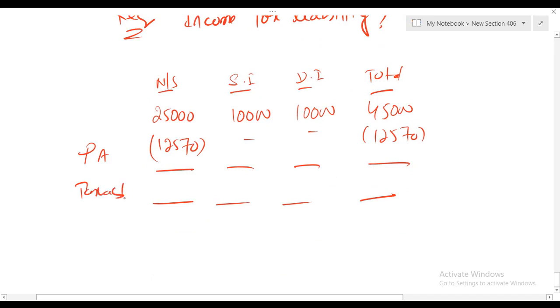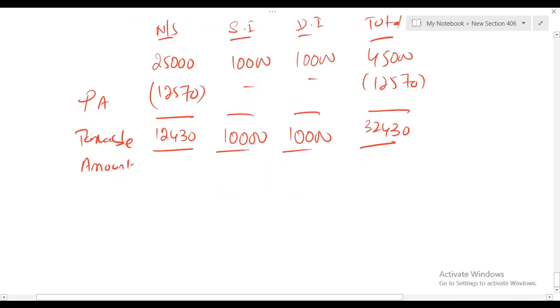Here comes the taxable amount. 25,000 minus 12,570 gives us 12,430. Then 10,000 and 10,000, so the total taxable income is 32,430. First, obviously, we have to tax non-saving income.